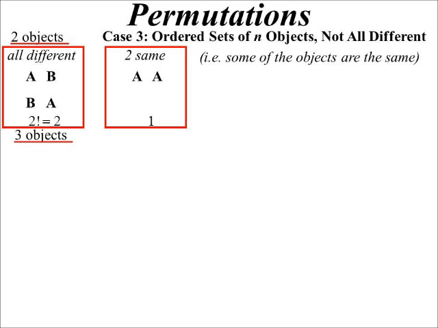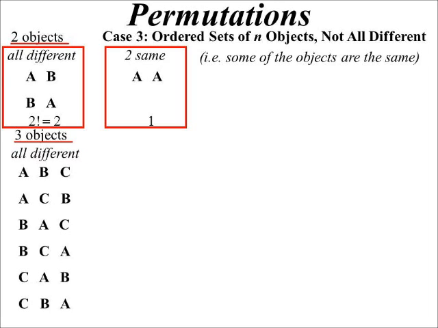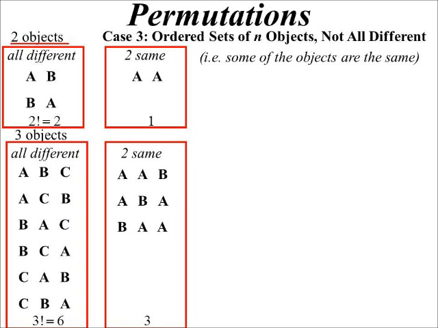Let's see if we can pick up a pattern by now looking at three objects. Three objects, if they're all different, so I'll call them A, B, and C, then we have our 3 factorial or 6 ways of doing it. Now, if two of them are the same, so now I'll just call them A and B. So I've got two A's and a B. 3 ways of doing it. So I went from 2 to 1 when there was 2. I've gone from 6 to 3 when I've got 3 objects and 2 of them are the same.